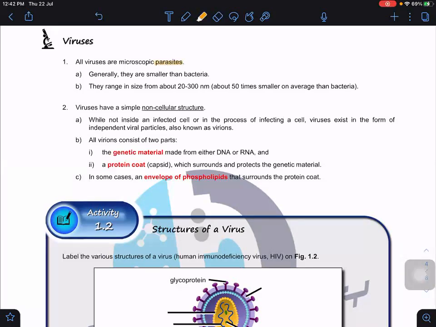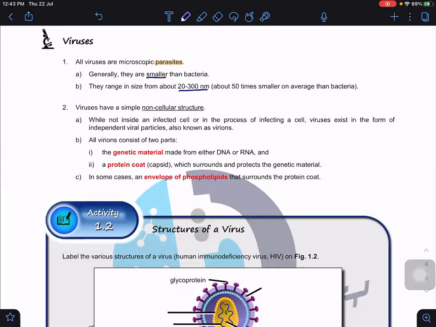Microscopic parasites. What is a parasite? Later, after the class, you will know why we call them parasites. In terms of their size, they are generally smaller than bacteria, roughly about 20 to 300 nanometers only. If you look at bacteria, viruses are roughly 50 times smaller on average.